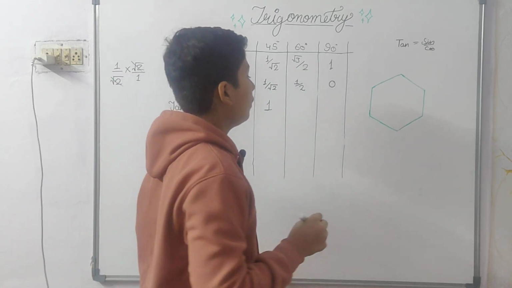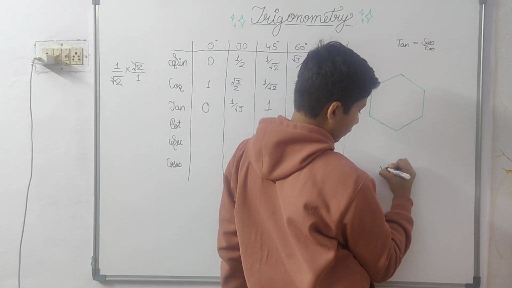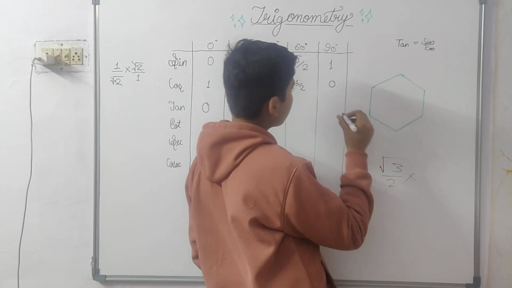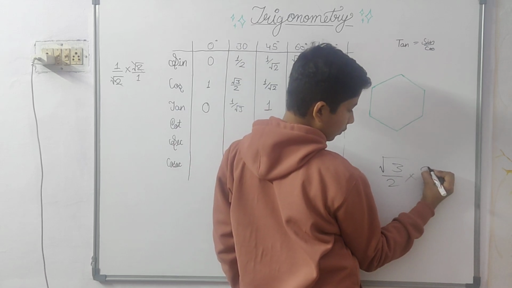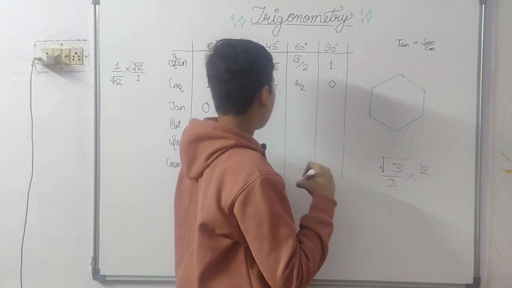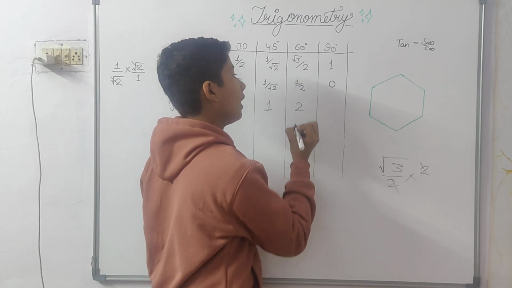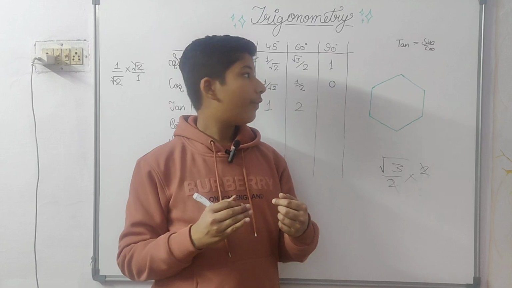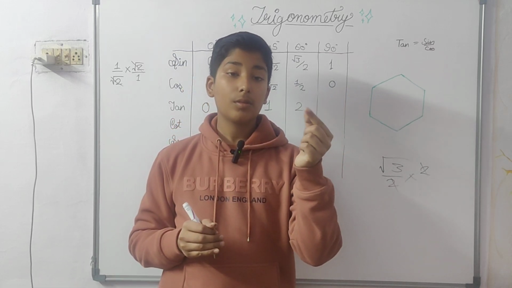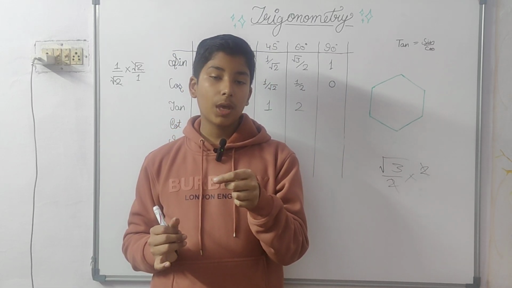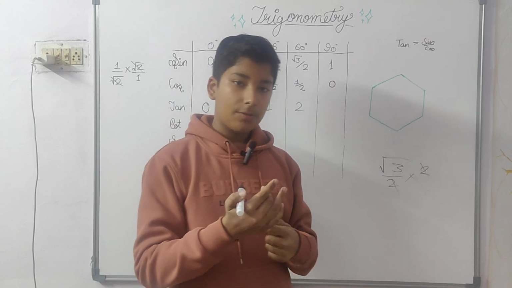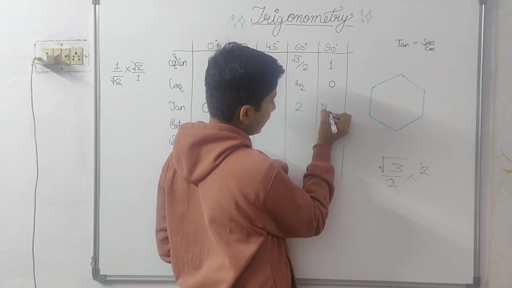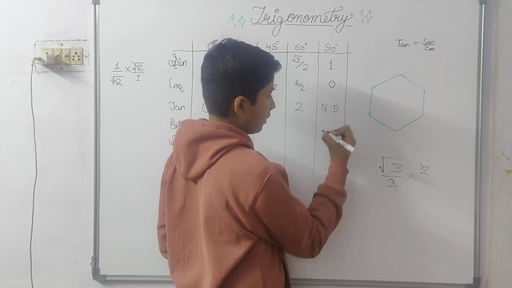Now root 3 by 2 into 2, cancel. Now root 3 will come here and 1 divided by 0. So it will be not defined. Why? Because in P by Q form, Q cannot be 0. Otherwise it will be not defined. So same is getting applied here. So we'll just write N D.